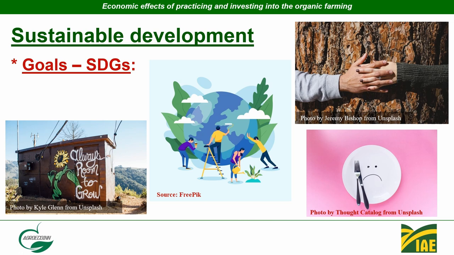Fifth, achieving gender equality and women's empowerment. Sixth, providing availability and sustainable management of water supply and sewerage system. Seventh, providing access to reliable, sustainable and modern energy. Eighth, promoting sustainable and inclusive economic growth, full and productive employment and decent work for all. Ninth, creating resilient infrastructure, promoting inclusive and sustainable industrialization, and encouraging innovation.